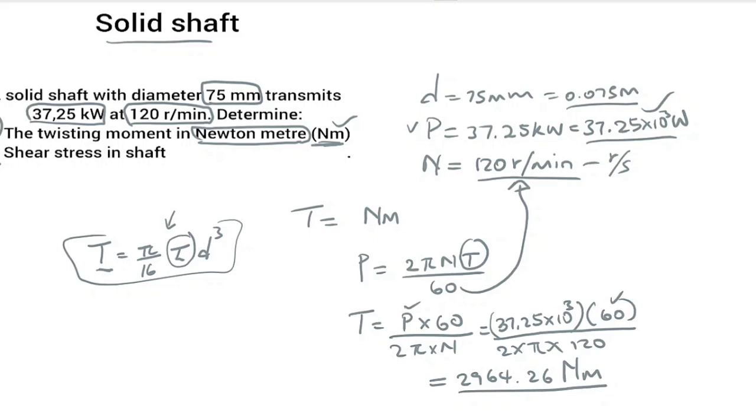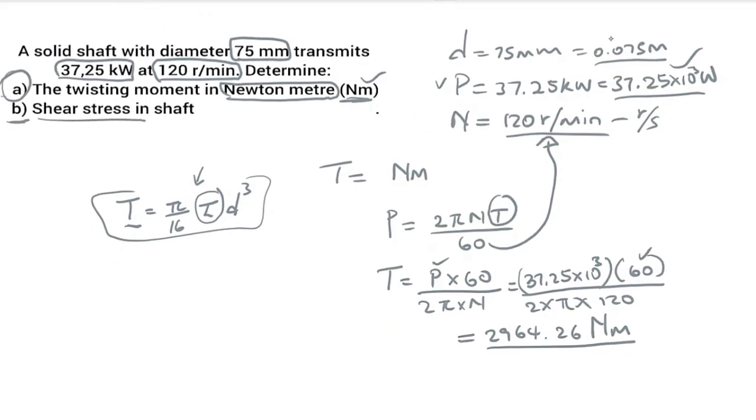Because we have found the torque, now let us find the shear stress. We go back to this formula, because this formula has the shear stress. We'll make the shear stress the subject of the formula. So shear stress is equal to torque times 16 divided by pi times the diameter to the power 3.